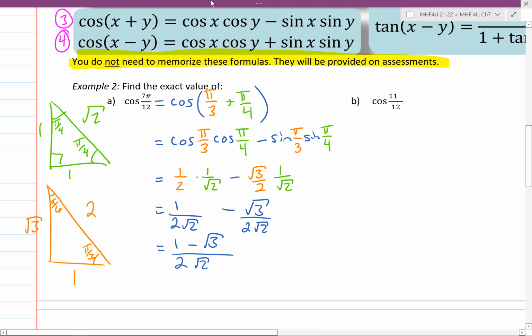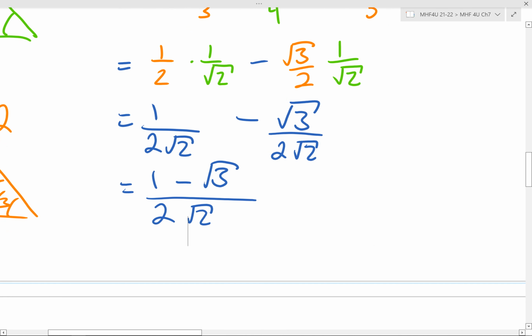Now this is all well and great. We're all finished as long as you're in grade 11 math. The problem is we're in grade 12 math. So what we need to do is rationalize this denominator right down here. Since there's a square root in it, we need to manipulate the expression so that it no longer includes a square root. So how can we do that?